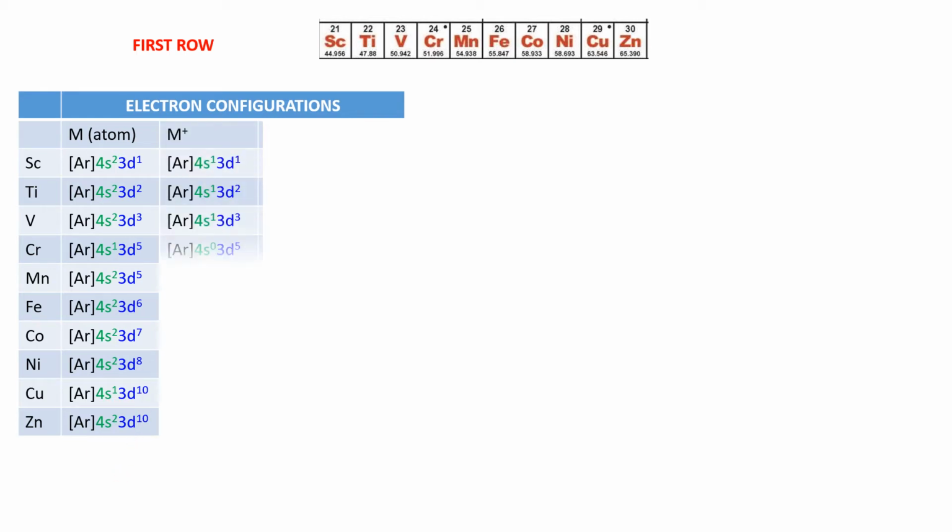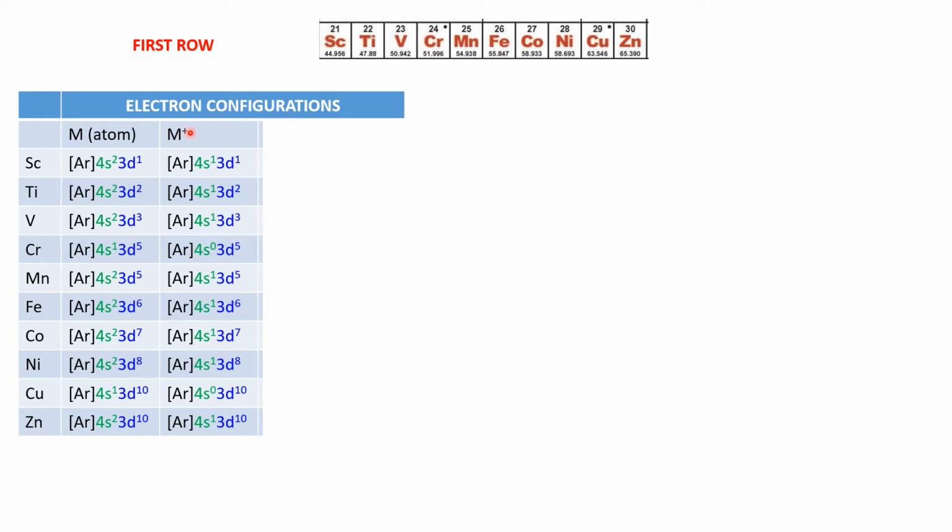Now, if I look at the M+, this is just taking the atom and removing an electron. And of course, that electron comes from the 4s rather than a 3d. So you can see again the 3d pattern, the same 1, 2, 3, 5, 5, 6, 7, 8, 10, 10. But now instead of it being 4s2, 2, 2, 1, 2, 2, 2, 2, 2, 1, 2, it's 4s1, 1, 1, 0, 1, 1, 1, 1, 1, 0, 1. Nothing really special about any of those electron configurations, comparatively. All we're doing is pulling out one of those s electrons.